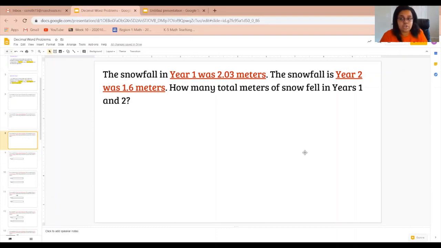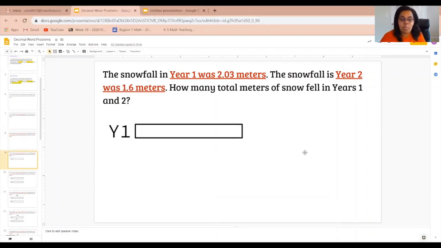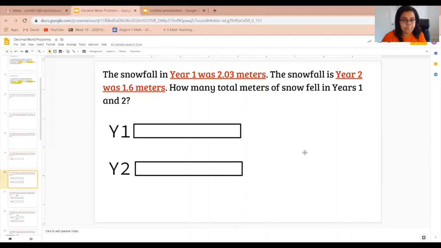Now, there isn't one single correct way to make a tape diagram. My tape diagram may look different from your tape diagram, and that's okay. As long as we're both getting the correct answer and we can both use our tape diagram to explain our thinking, we're good. So, the first thing I want you to do is on your paper, I want you to put Y1. That Y1 is going to represent year 1, and then I want you to make a bar.